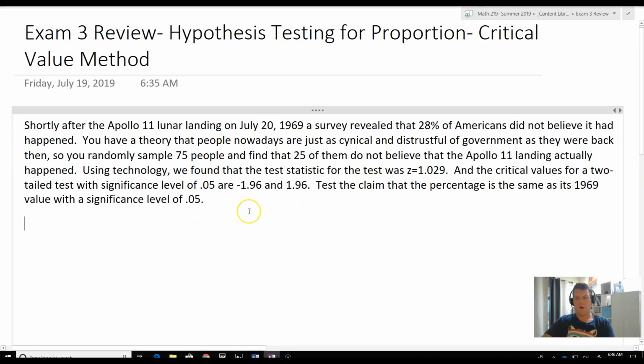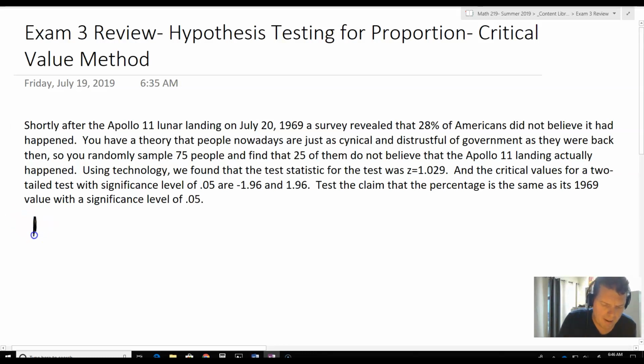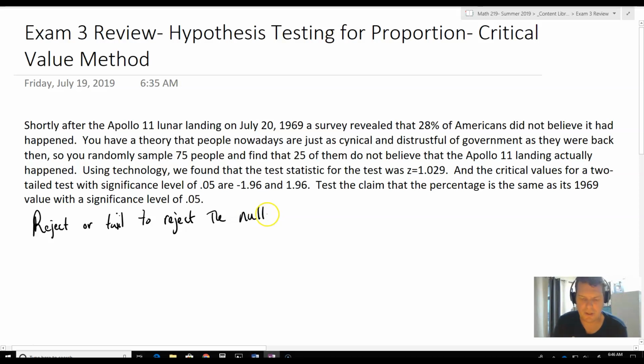Okay, so what I want to do here, I'm given all the information that I actually need. I don't need to do any computation here. What I need to understand is how the critical value method works, and then use that in order to do my main goal, which is to reject the null hypothesis or fail to reject. So we first want to remember, my goal is to reject or fail to reject the null.